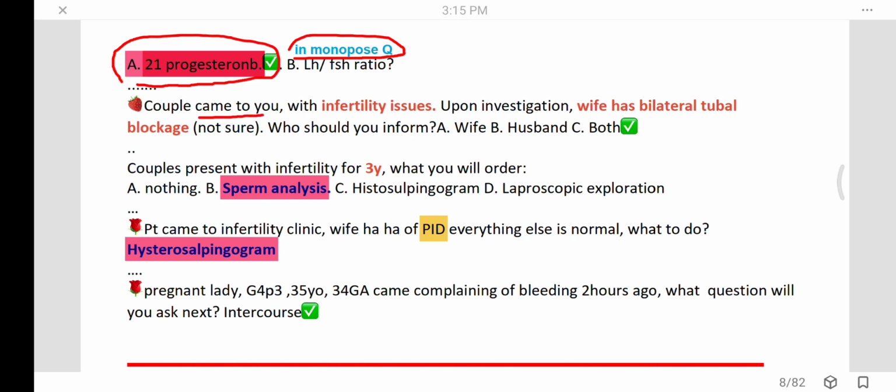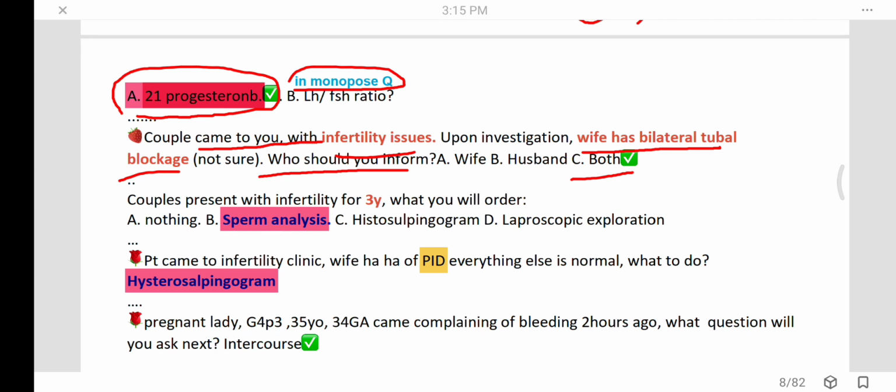Couple came to you with infertility issues. Upon investigation, the wife has bilateral tubal blockage. So who should you inform? This is again a counseling question. You have to inform both.